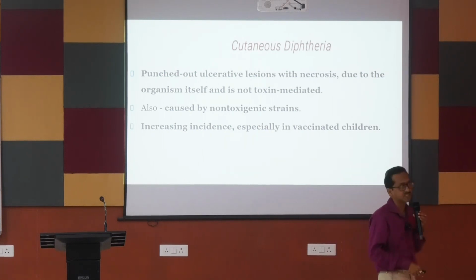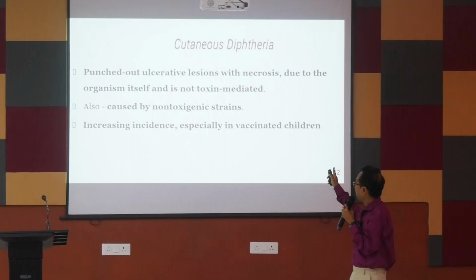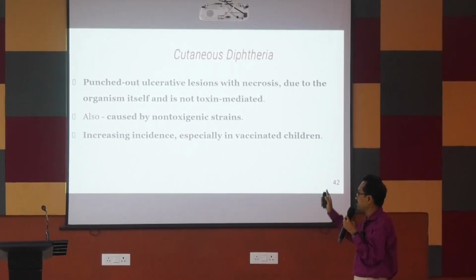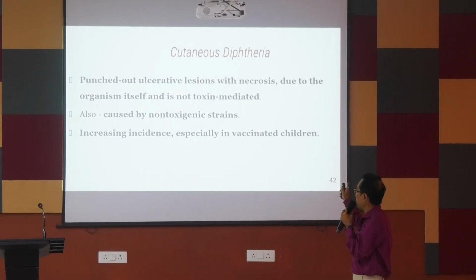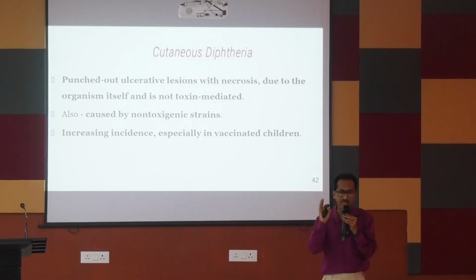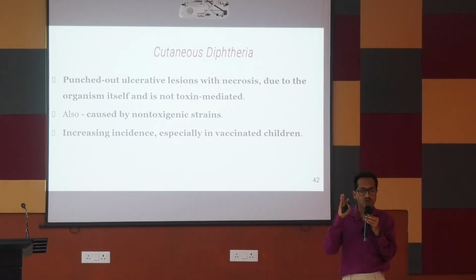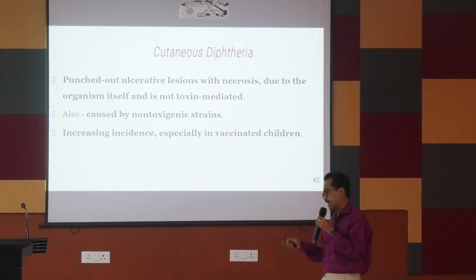Multiple punched out ulcers may be seen and are not caused by a non-toxigenic strain. Now this has increasing incidence, especially in vaccinated children. So even in vaccinated children, cutaneous diphtheria can occur because it is not due to toxin, it is due to bacteremia.